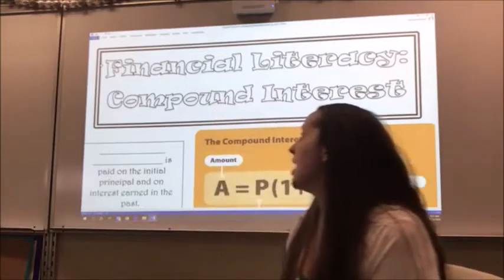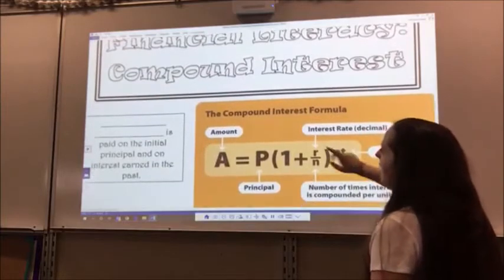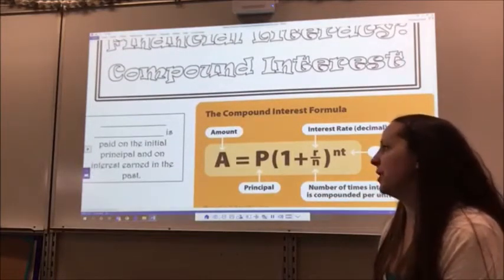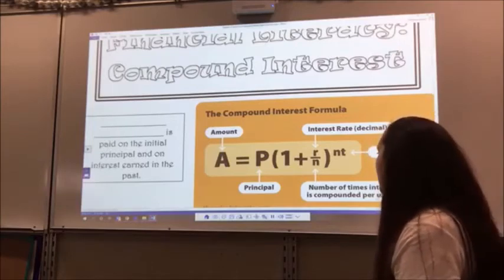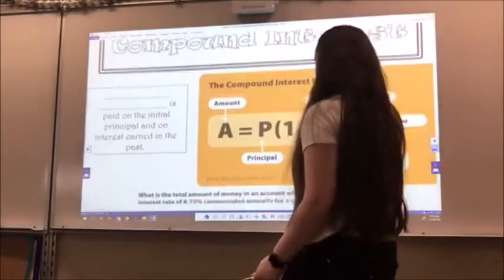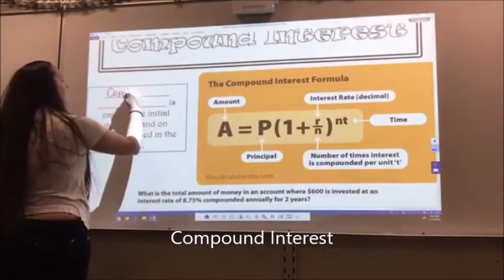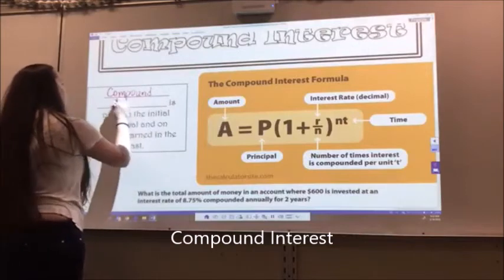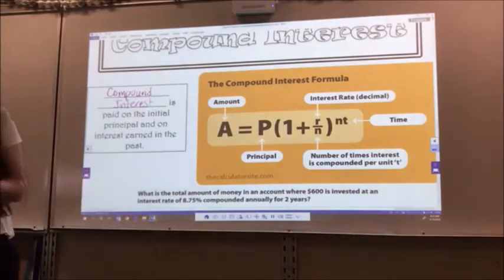Okay, so we're talking about compound interest. Blank is paid on the initial principal and on interest earned in the past. So in that blank, you're going to write compound interest. So compound interest is interest paid on the initial principal and on interest earned in the past.